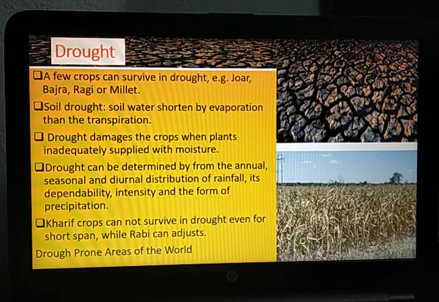Drought damages the crops when plants are inadequately supplied with moisture. Drought can be determined from the annual, seasonal and diurnal distribution of rainfall, its dependability, intensity and the form of precipitation.